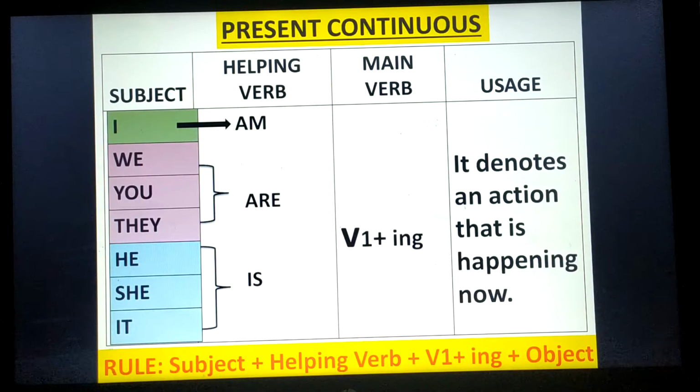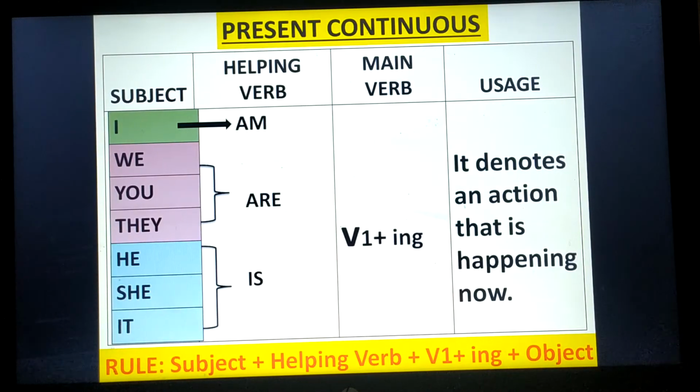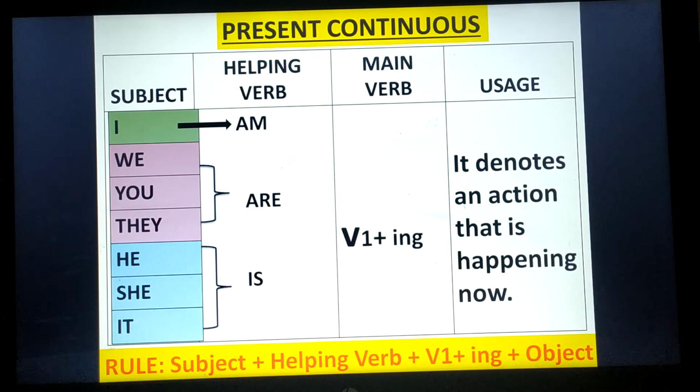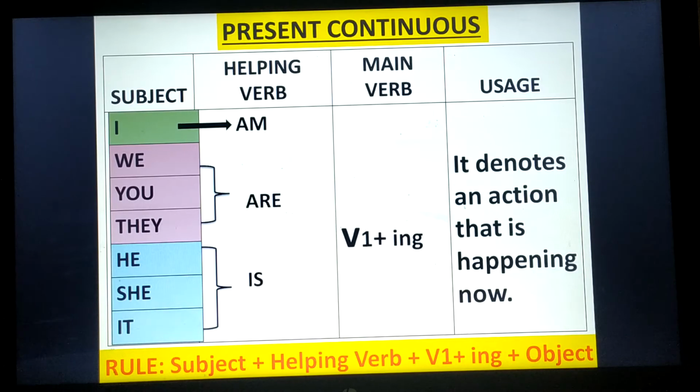Now we will move towards present continuous. If we look at present continuous, first of all we have to look at its uses. First of all, look at the word continuous. What does it indicate? It indicates that something is happening, or going on, right? Something which is happening now. So the use of present continuous is to show the action that is happening now.